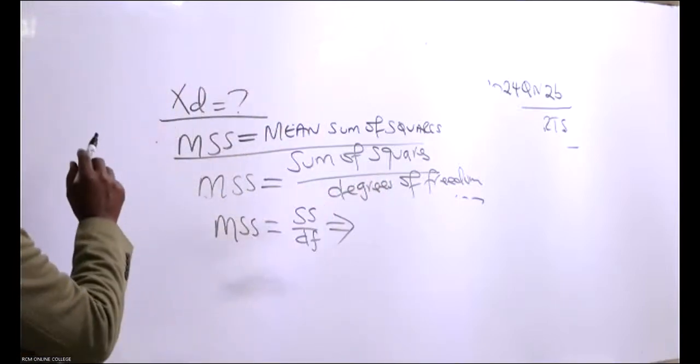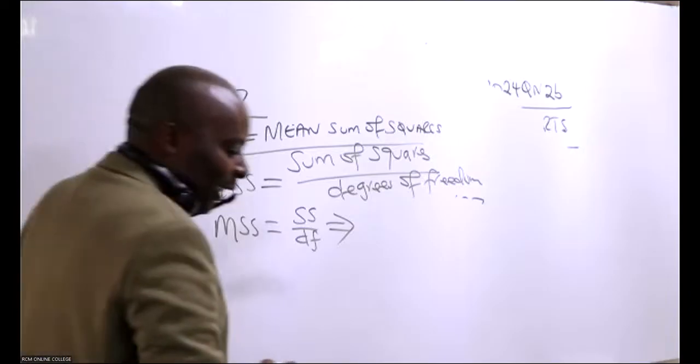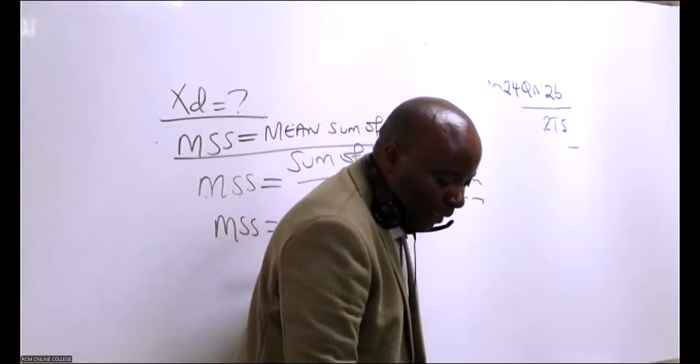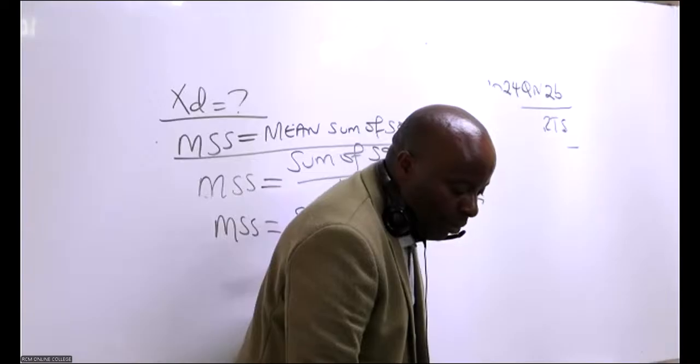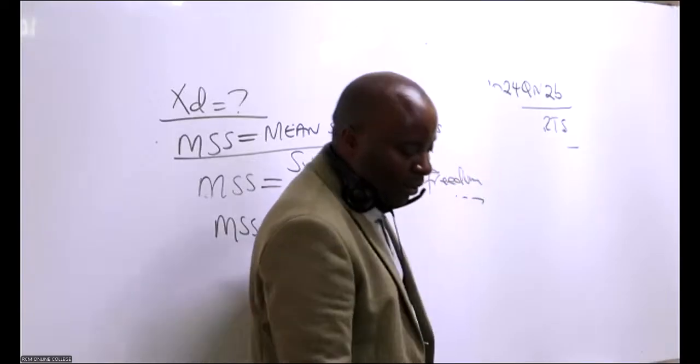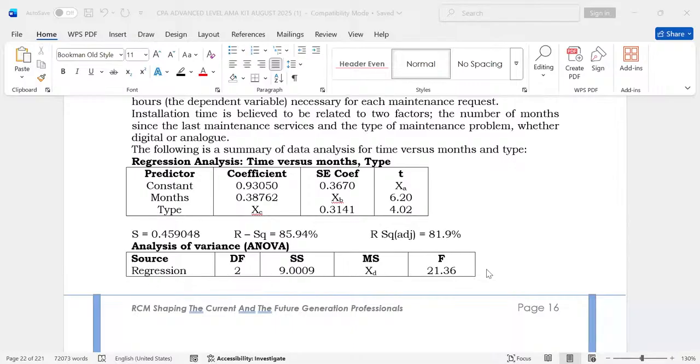So now where you are able to see XD, on this row, I can see XD here is the MS, right? So I want to substitute. I can see the sum of squares is 9.0009 divided by 2. So now I'm plugging in.